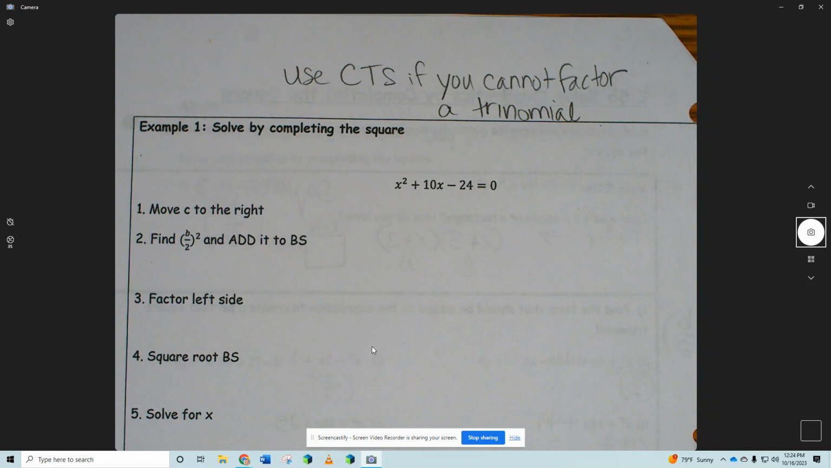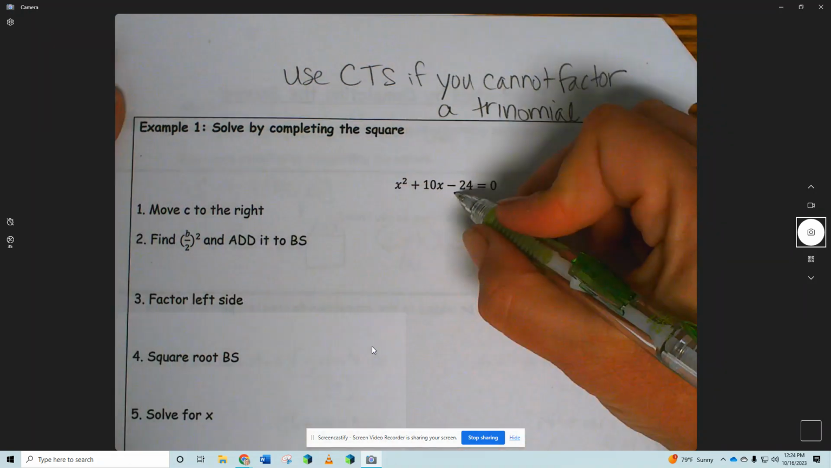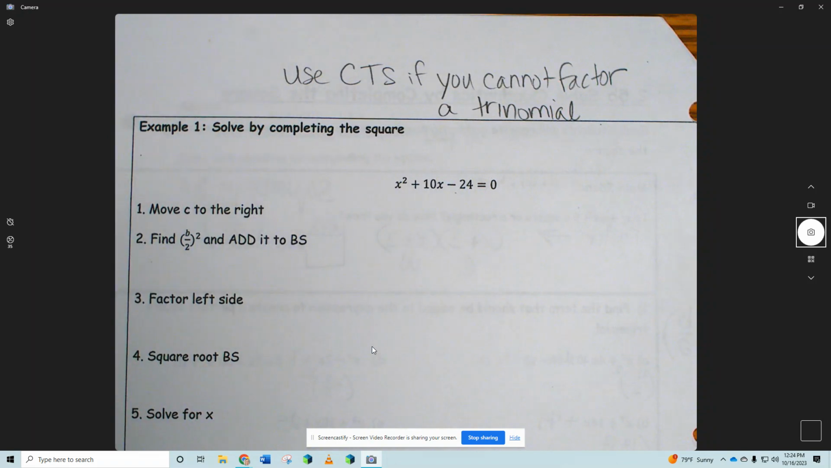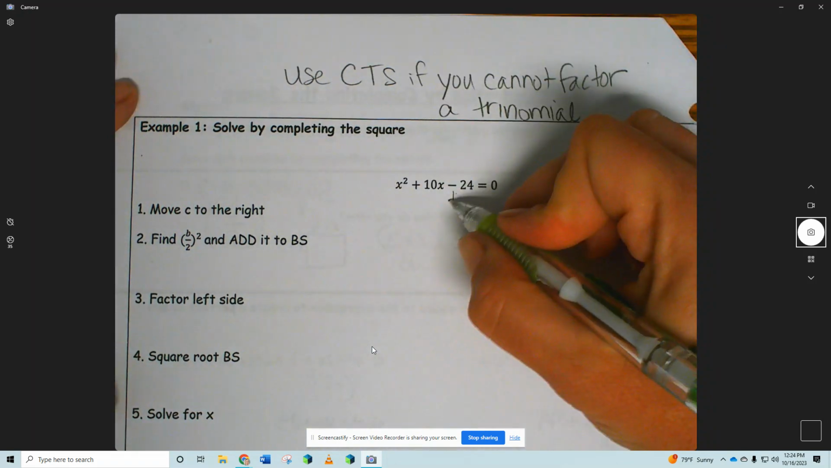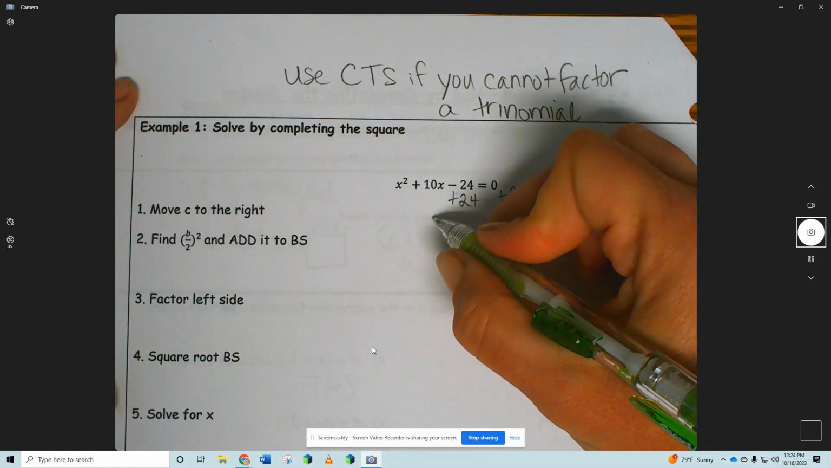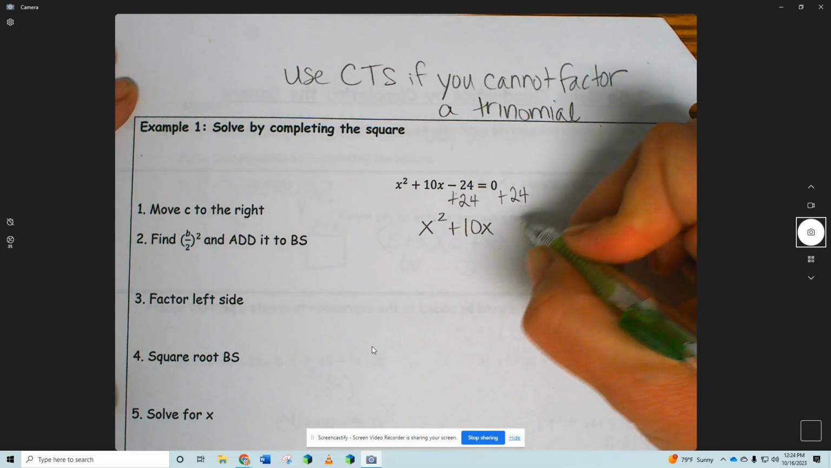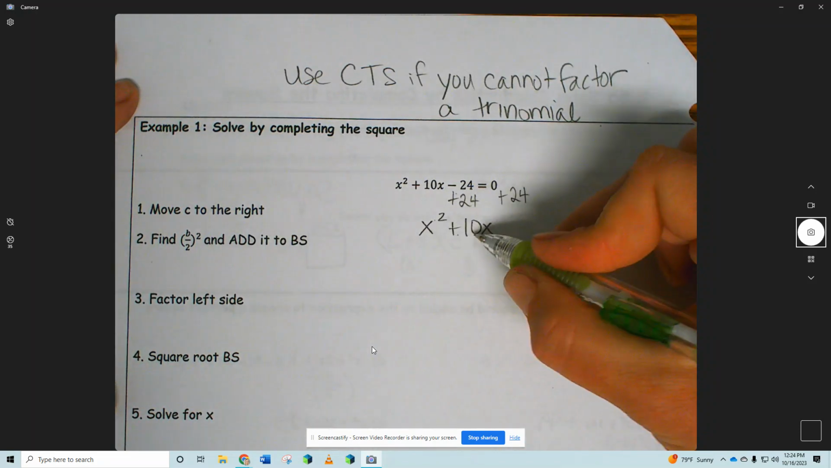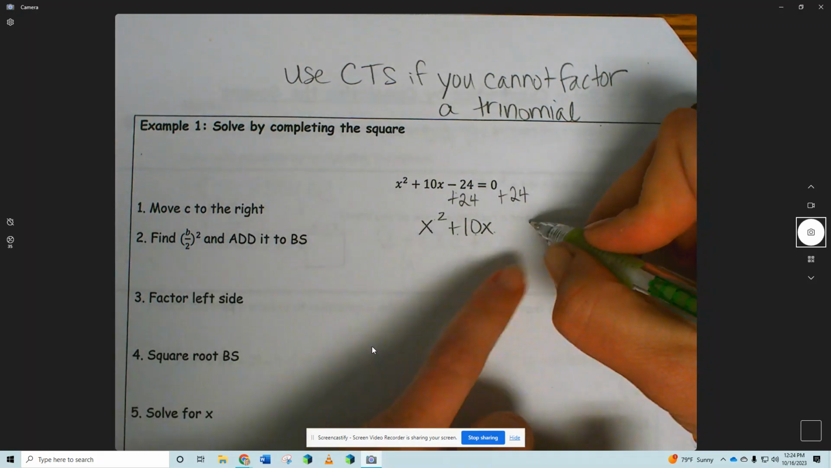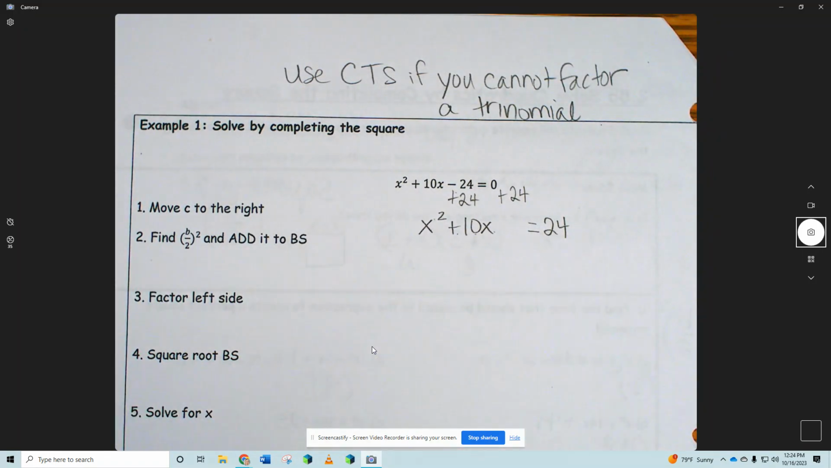This is steps 1, 2, 3, 4, 5. Move C to the right. How do I get negative 24 over to the right? Adding 24. Good. Add 24. The reason that I move the C is because I'm going to need to find a new value of C. Please write x squared plus 10x, leave a finger space, and then put equals 24. And make it a really big space.